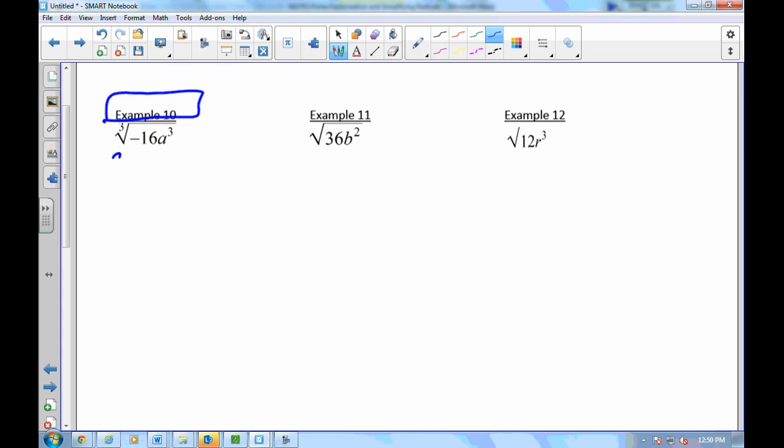Example 10 says that's a cube root. I'll write it bigger just to make sure everyone can see it. I really think it's just that corner. This side. Awesome. Thank you.